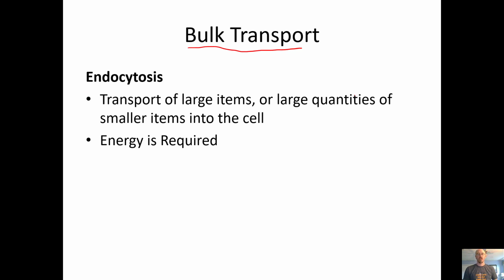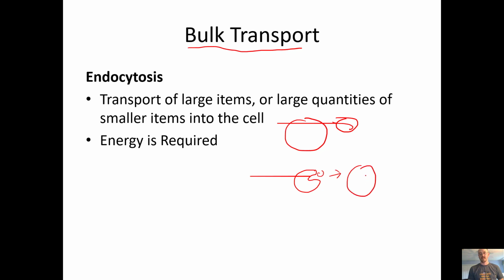Endocytosis is the transport of large items or large quantities of items into a cell. And this looks like this, let me just draw what this looks like. Here's a cell, okay? There's a cell and there's a piece of food. So what happens is the cell actually pinches in around the food and brings it in. The cell engulfs that piece of food and surrounds it in what we call a food vacuole, which is like a transport vesicle.